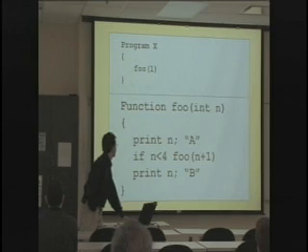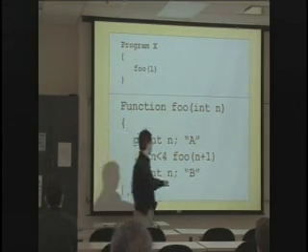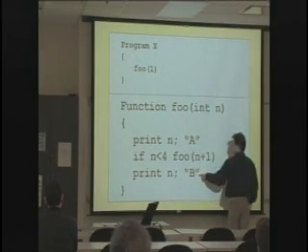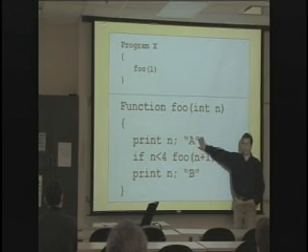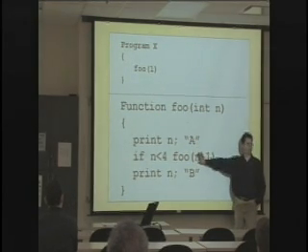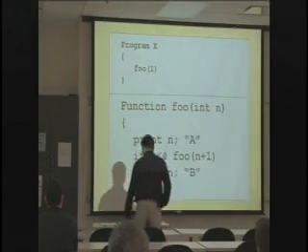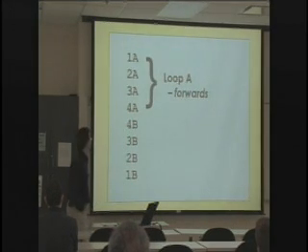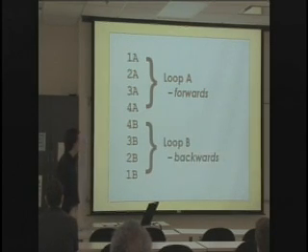Now, if you look at that code, the only difference between this print and this print are positioned relative to the recursive call. This print appears above the recursive call. This print appears after the recursive call. So we built ourselves a loop. Call that loop A. That runs in the forward direction. And we got a loop B running in the backward direction.